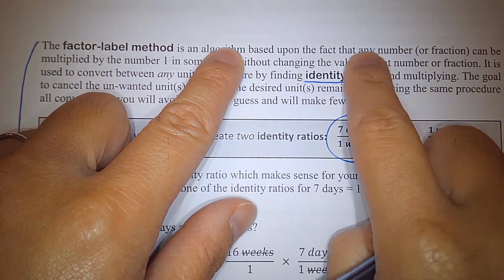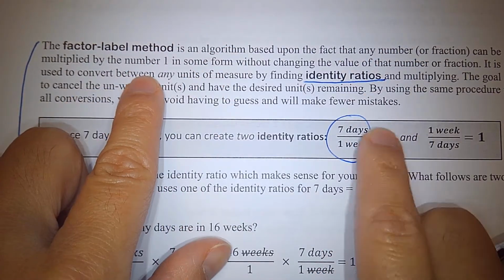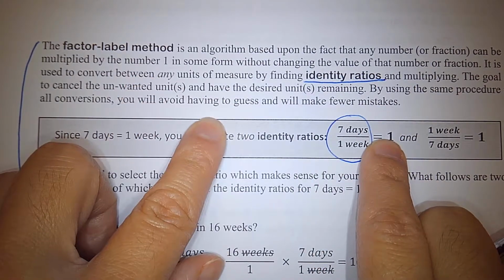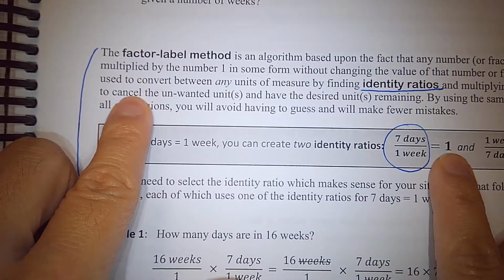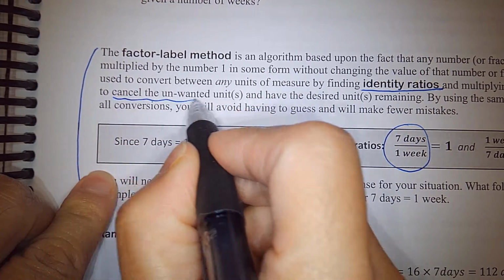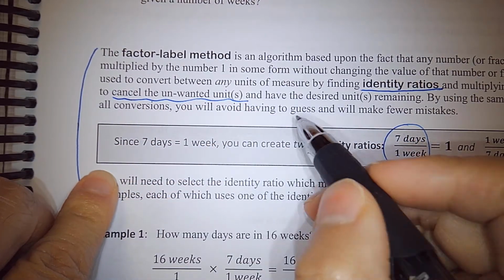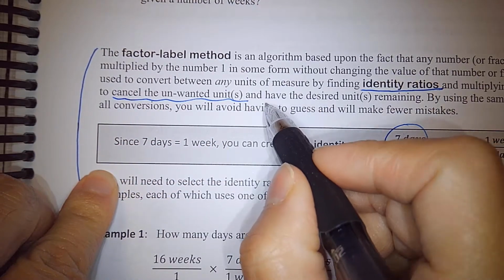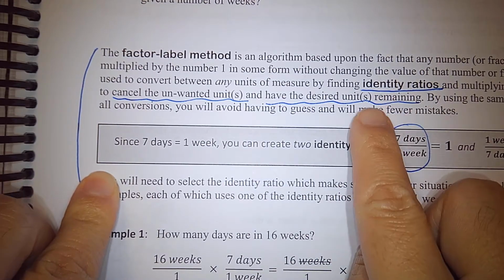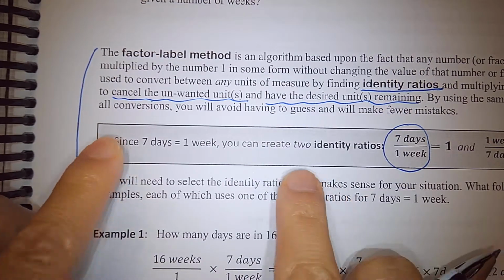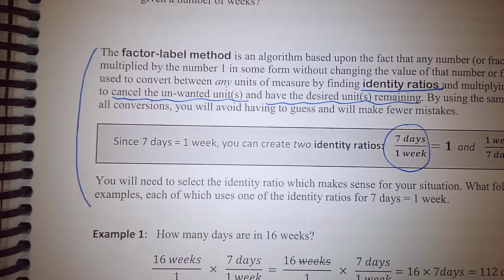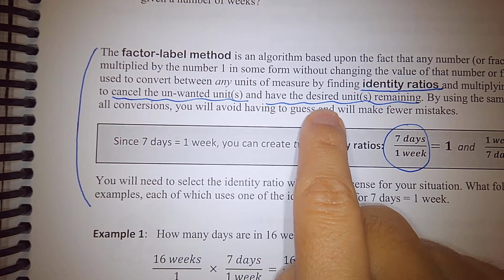So this method is based on what? Multiply the given number or fraction by what? An identity ratio. And then what? Cancel the unwanted units and then have the desired units remaining. So yeah, this looks very abstract, but once we look at some specific examples, you'll see, oh, I know what is the unwanted one, what is the desired one.